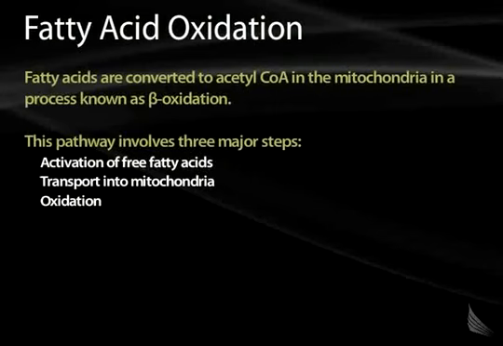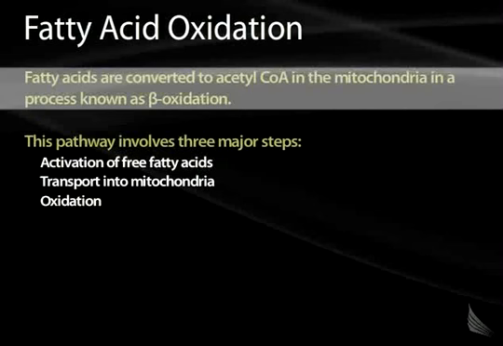So we've talked about how we make fatty acids, how we modify fatty acids, and how we use fatty acids in some important physiologic processes in our cells. How do we utilize fatty acids to generate energy? Well, that's done in the process of fatty acid oxidation. Fatty acids are converted back to acetyl-CoA in the mitochondria in a process that's known as beta oxidation.